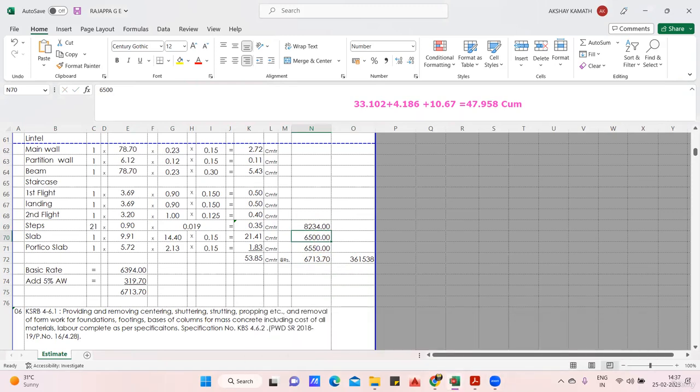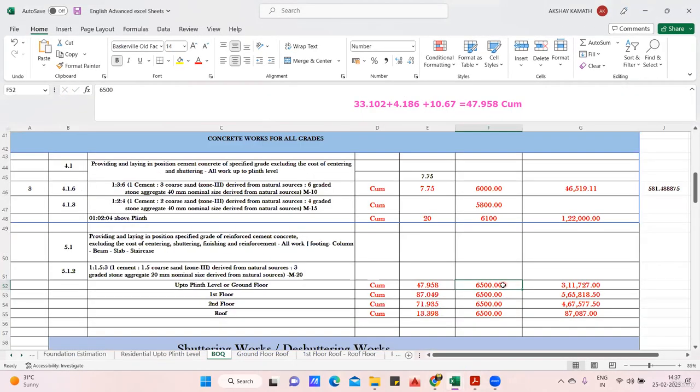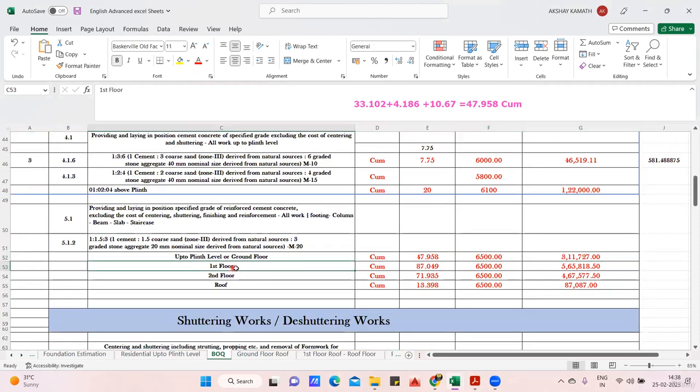So go back to your Excel sheets. I'll take 6,500 and based on that, the rate has come. Now, this was up to the plinth level or ground floor. Then again, I have bifurcated this into first floor, second floor and roof. In this way also you can do. Few people do it this way, like first floor, second floor and roof. Because our building is a G+2 structure, so ground floor, first floor, second floor and roof I have done.